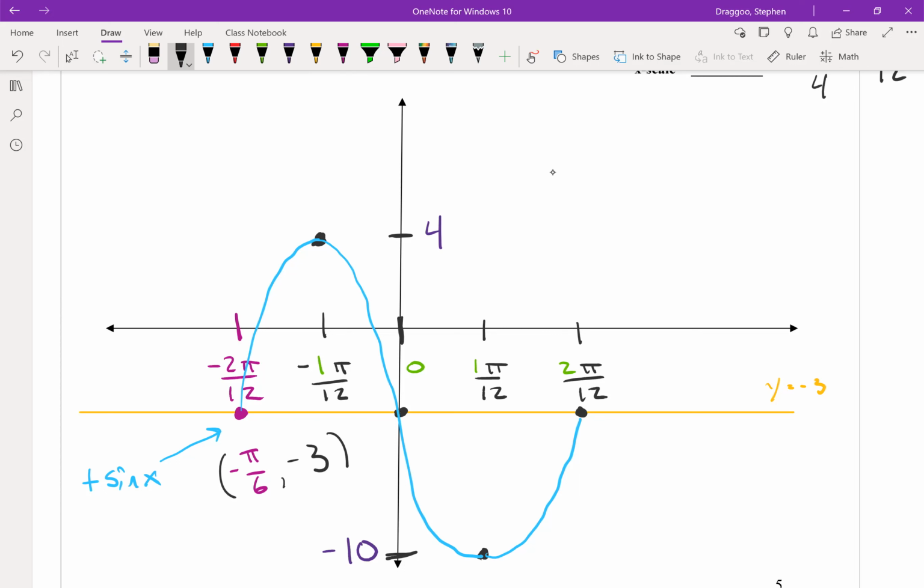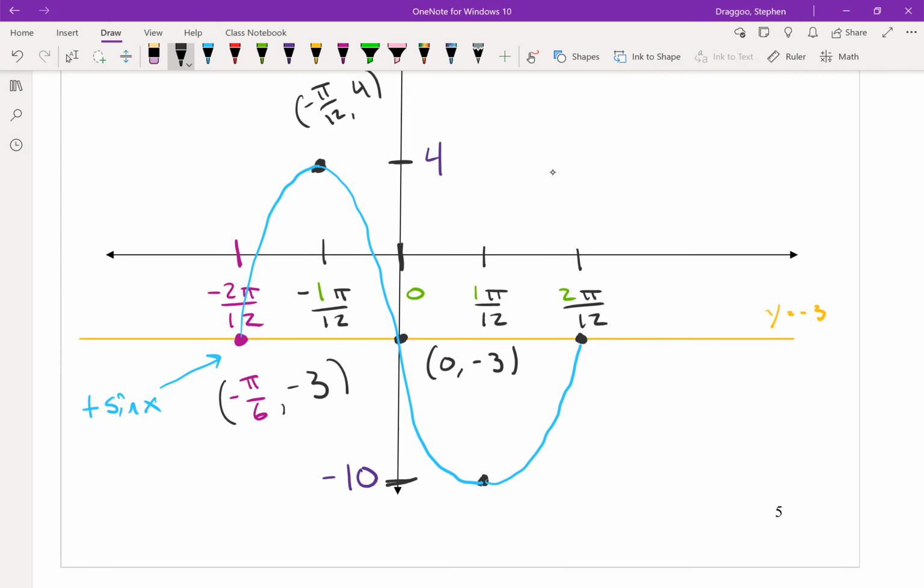And then, yeah, we should continue labeling our key points. Negative pi over 12, 4 up here. We have a point at 0, -3. So we'll label that. We got positive pi over 12, -10. And then finally, pi over 6, -3.